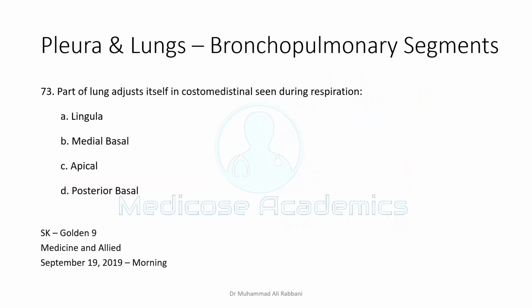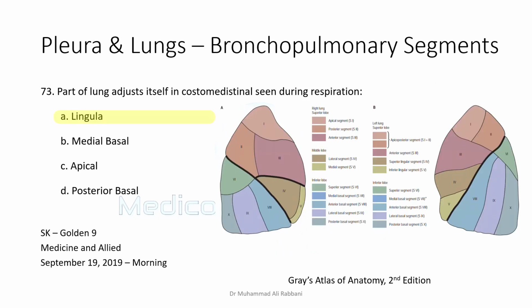Which part of the lung adjusts itself in the costomediastinal recess during respiration? The costomediastinal recess is along the anterior margin of the lung, and the costodiaphragmatic recess is along the inferior margin of the lung. So you should know what structures of the lung are at the anterior margin. These are the lingula, the superior and inferior lingular segments. They are near the anterior margin of the lung, and they are the ones that go into the costomediastinal recess at the time of deep inspiration.